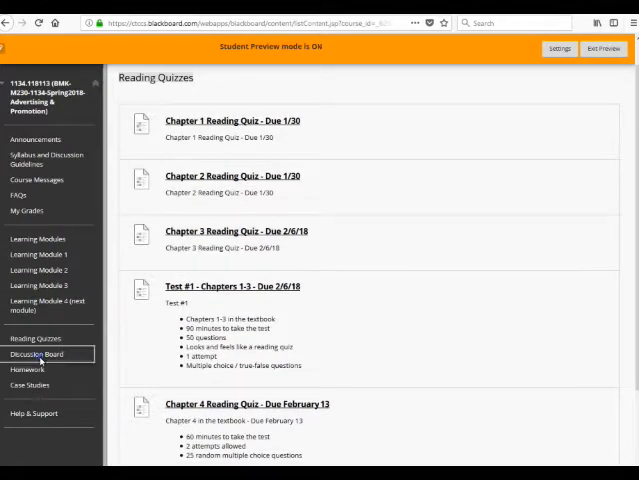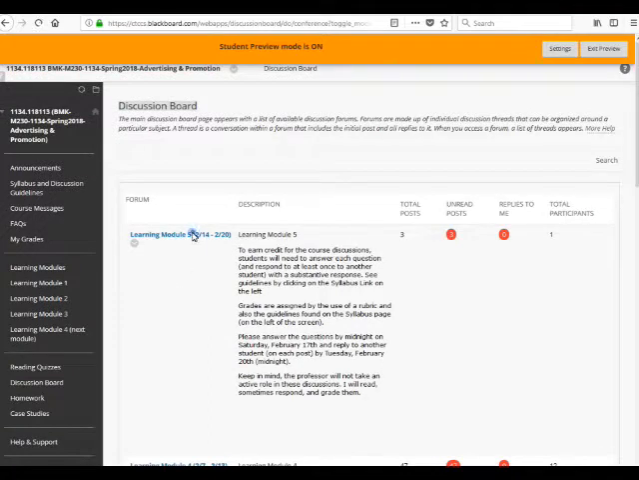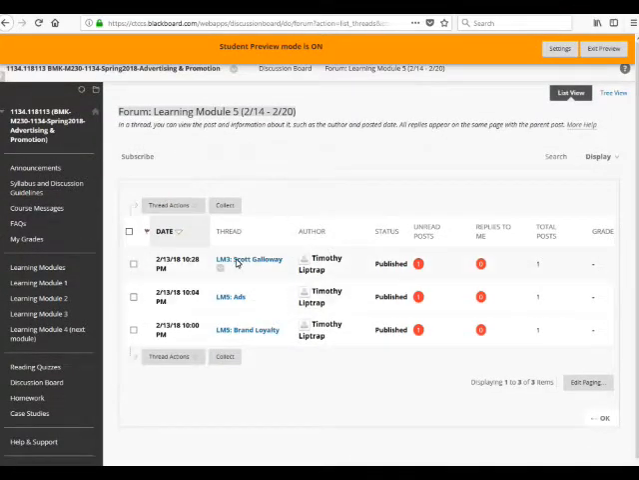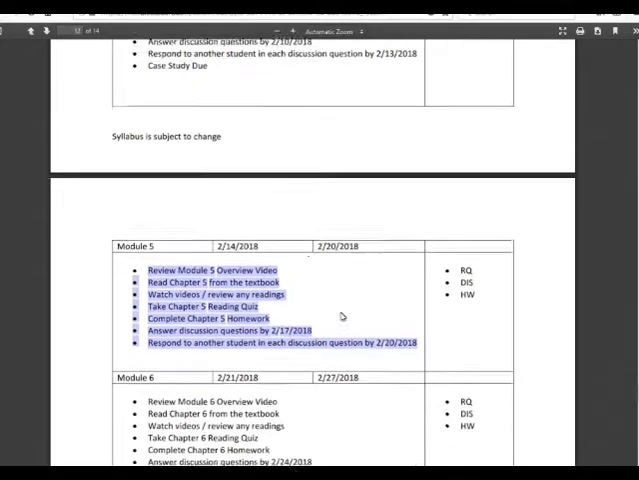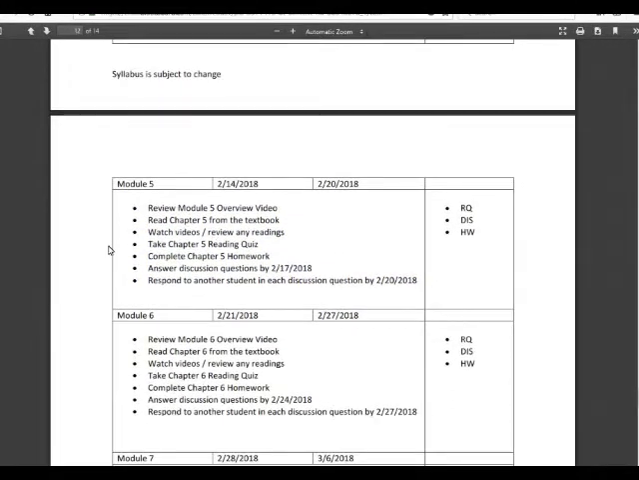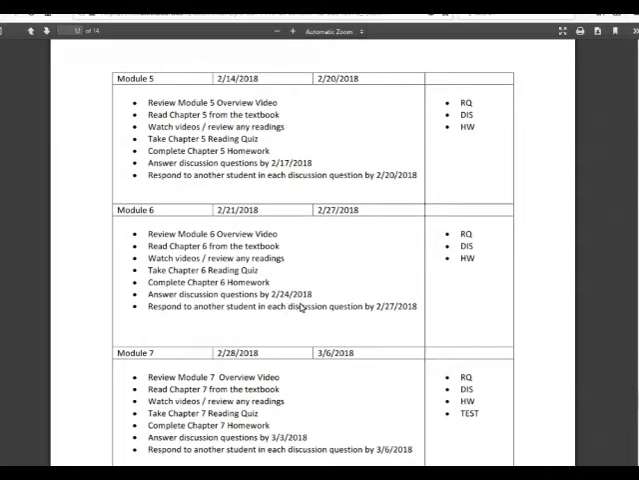Then we have our discussion questions. So learning module number 5, discussion questions. And there are 3. One's about brand loyalty, one's about ads, and one's about Scott Galloway. And so I'm going to just flip over here to show you the syllabus. So the syllabus for this week is we have a reading quiz, some discussions, and some homework. And you have just finished up a case study. You should be able to see most of your grades with everything that was updated most recently.